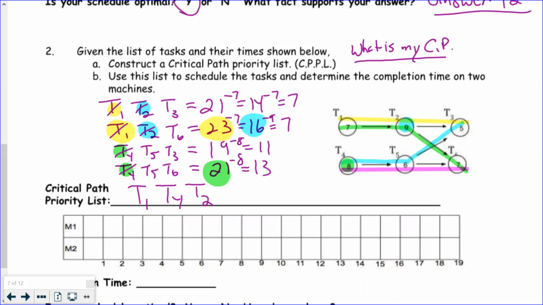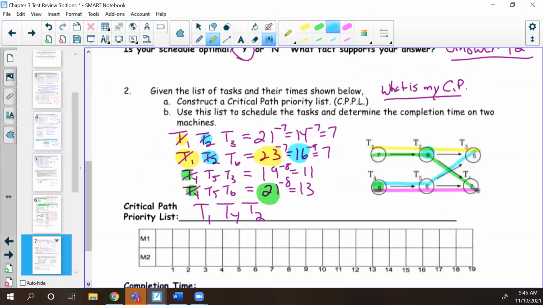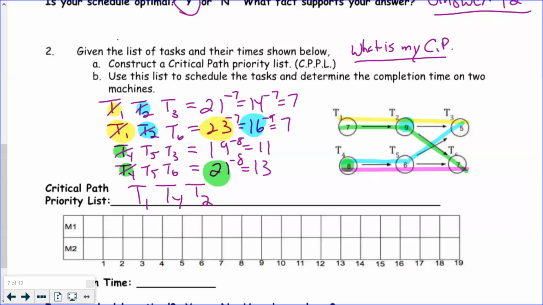I'm going to ask the question again. What is my new critical path? Wait, how'd you get 16 minutes? Nine was my completion time. Oh, I'm sorry. Yeah. That is my completion. I did it right there. I did it wrong there. Thank you. So I should have subtracted 9 from both of them.